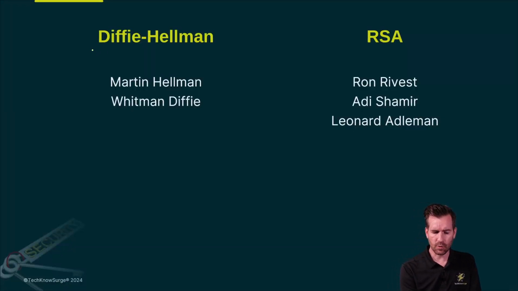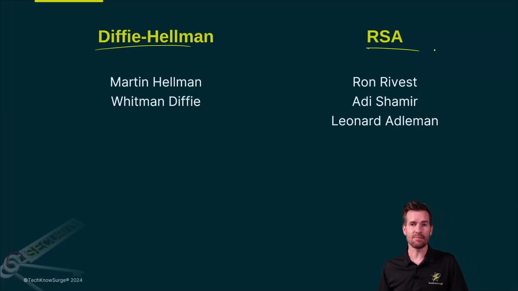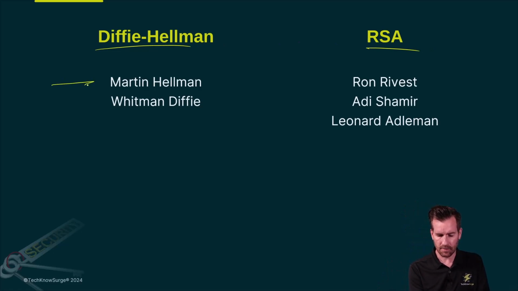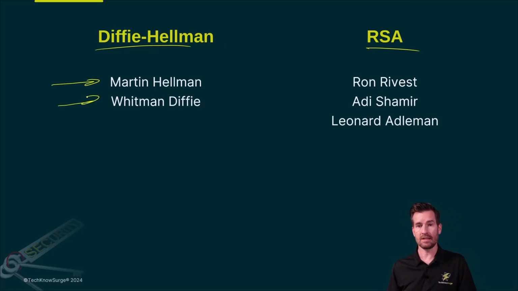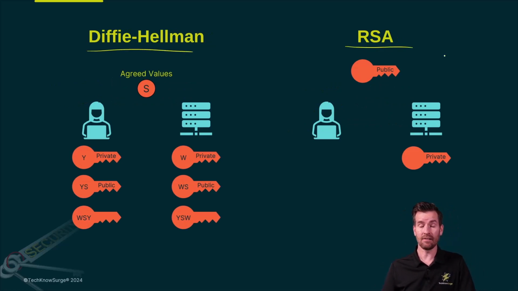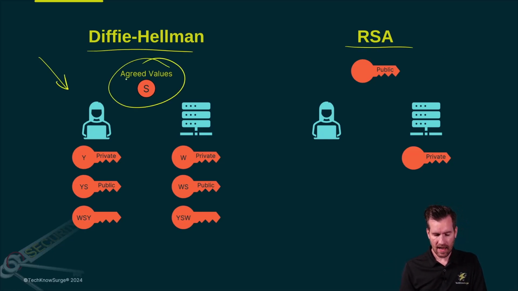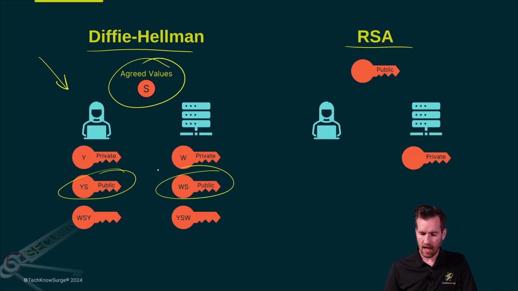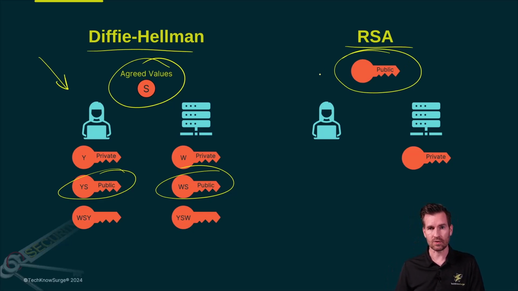These two ciphers were named by the last name of their creators. So Diffie-Hellman is from Martin Hellman and Whitfield Diffie, and RSA is from Ron Rivest, Adi Shamir, and Leonard Adleman. The way that these two ciphers operate are very different from each other. Diffie-Hellman actually has some shared information, and there are two public keys that end up being generated from this. RSA just has one public key. Let's take a deeper dive into what those look like.